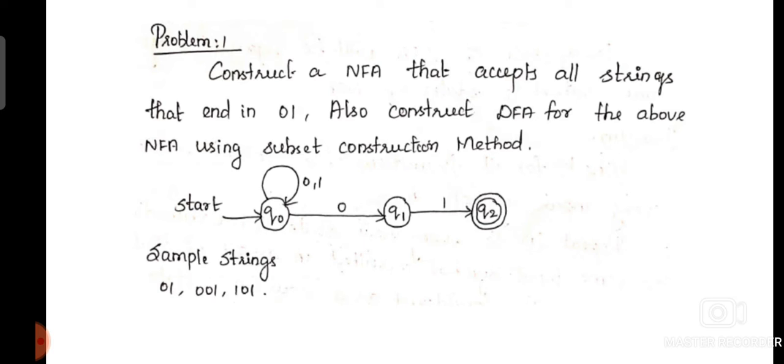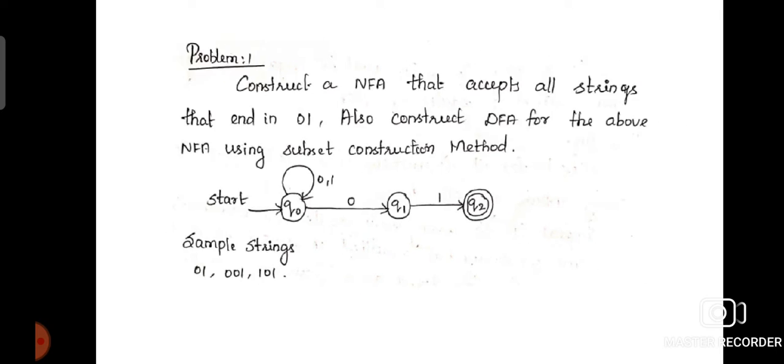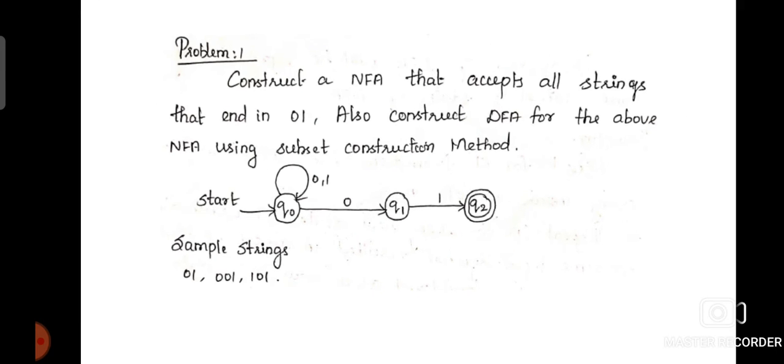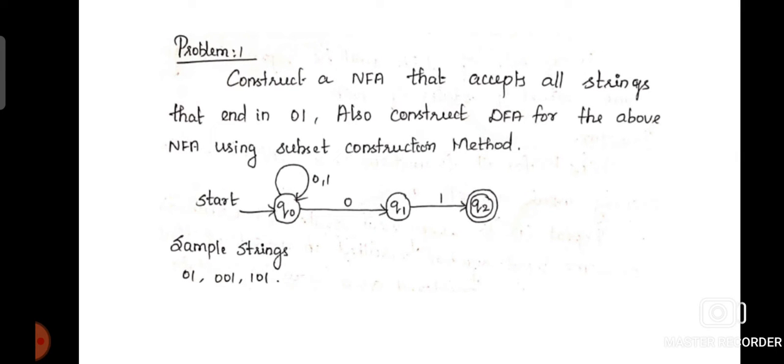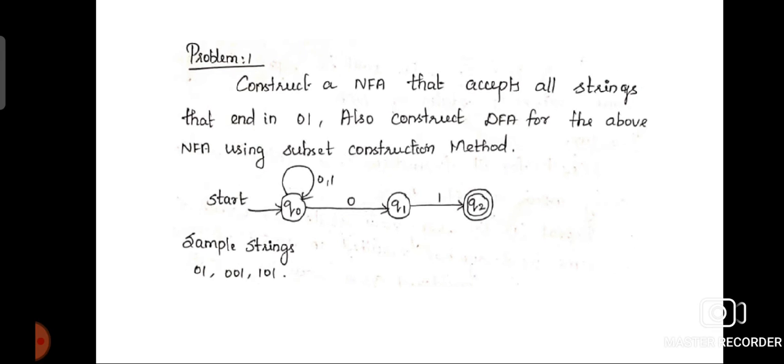Then to accept other strings, we can put a self loop on Q0 with the input 0 and 1. So we can put more than one label on an edge in the case of NFA. And when we read out the possible strings, we may get 0 0 1, 0 1 1, 0 1, etc. So the sample strings accepted by this particular diagram are 0 1, 0 0 1, 1 0 1.